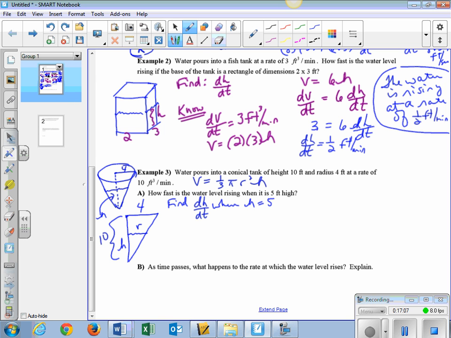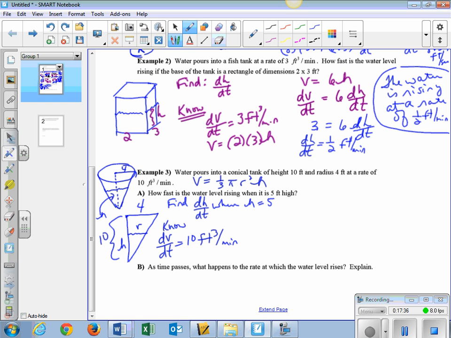That's my height. Now, water pours into the conical tank at a rate of 10 cubic feet per minute. So what do I know? My dV/dt, it's increasing, so it's going to be a positive 10 cubic feet per minute.